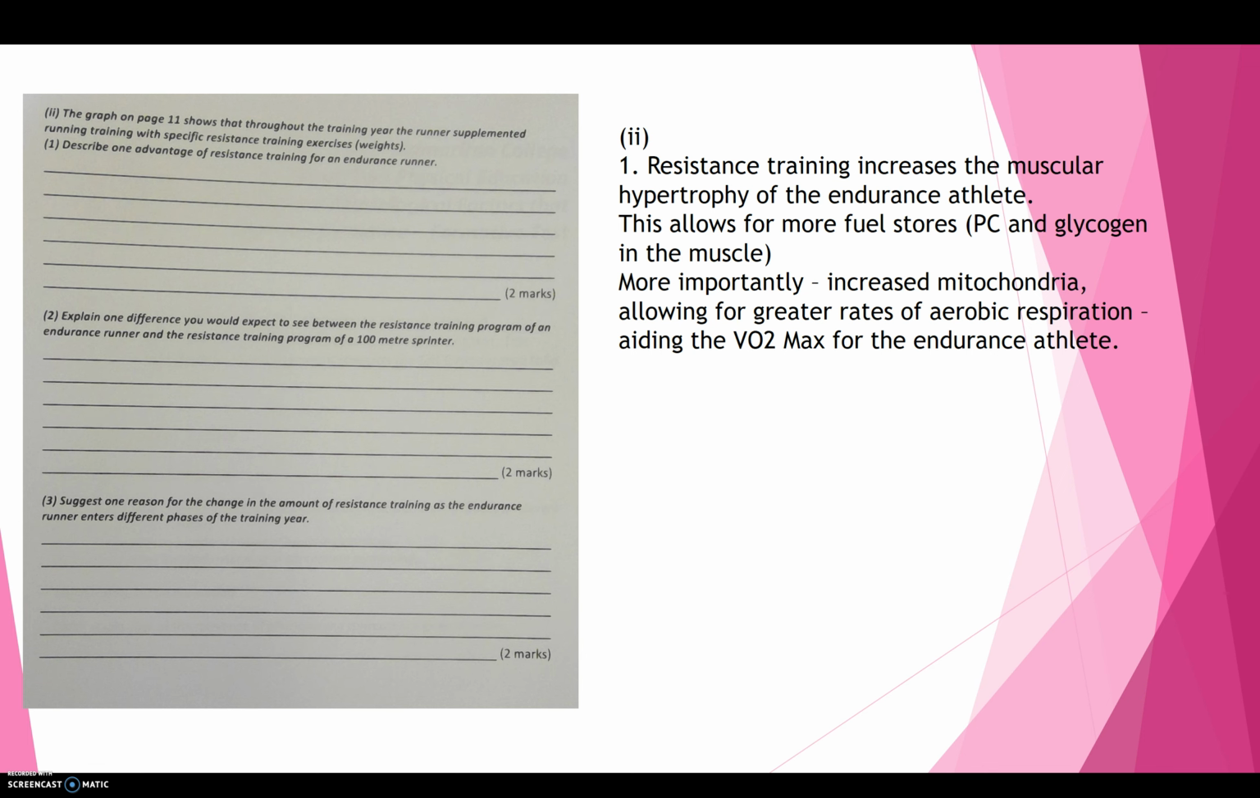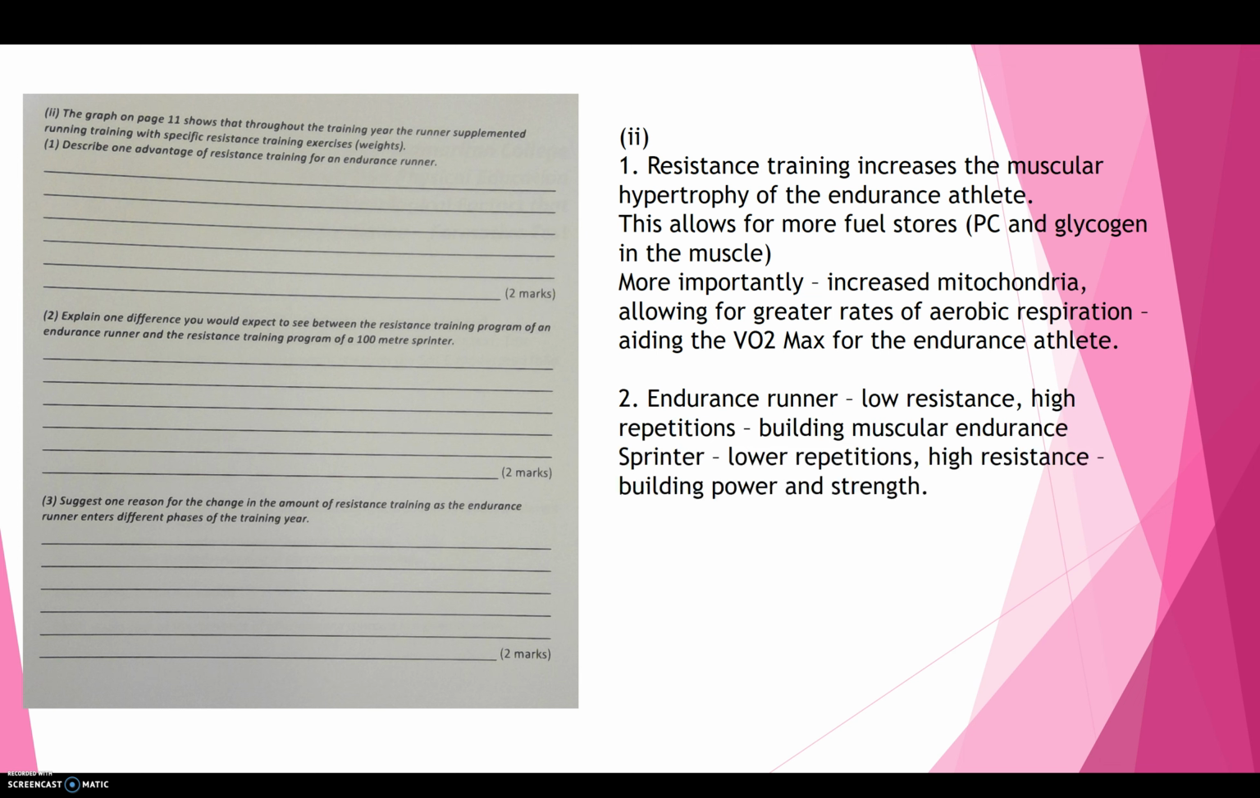Explain the difference that you would expect to see between the resistance training program of the endurance runner and the resistance training program of the 100-meter sprinter. So rather than the physical attributes, looking at the training program. So simply, endurance runner, the resistance training would be low resistance, high repetitions, building muscular endurance. Sprinter, low repetitions, high resistance, building power and strength. For those people who wrote some muddled answers, that's just simply what you needed to write.